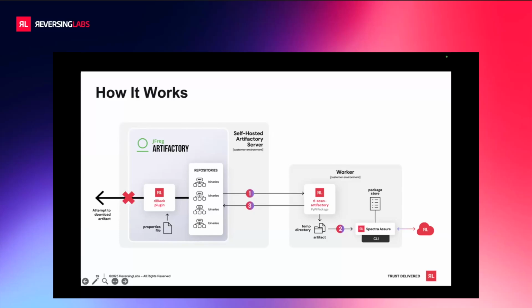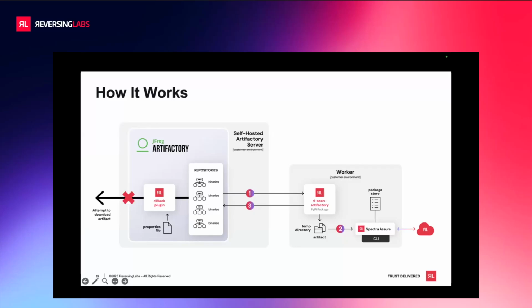And let me go through the 3 steps of how this works. In step 1, you see in the middle where essentially you launch the script, which is a Python package, and you target specific repos in Artifactory, and you say, I want to scan everything in these repos. And so in step 1, the script reaches out via the Artifactory REST APIs and downloads the artifacts in that repo that need to be scanned locally. Then in step 2, the script launches the scan against that artifact, and it's using the Spectra Assure CLI to do that.